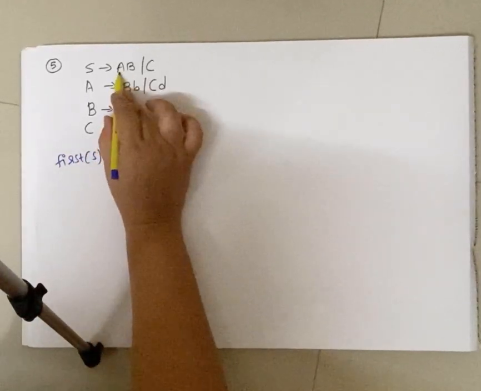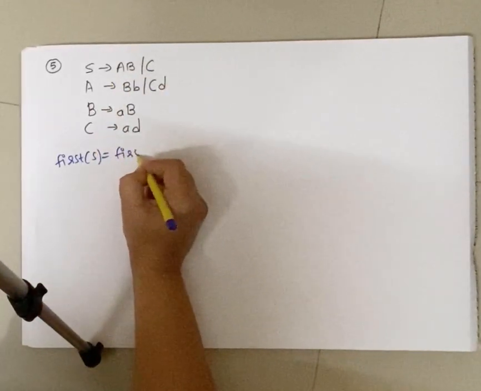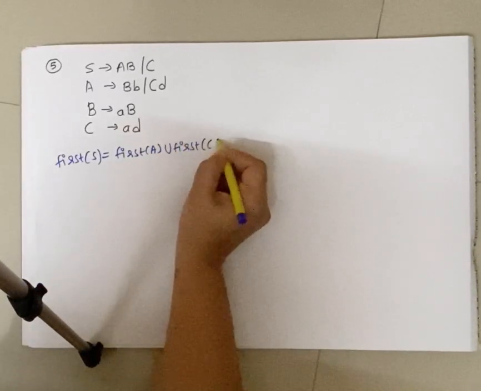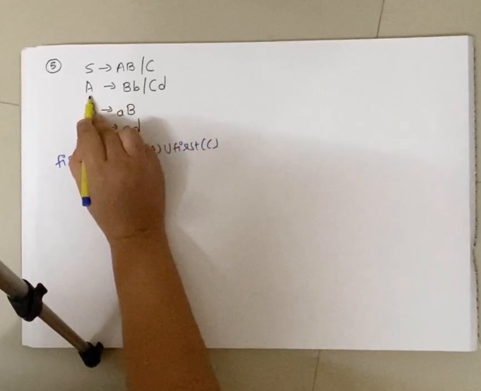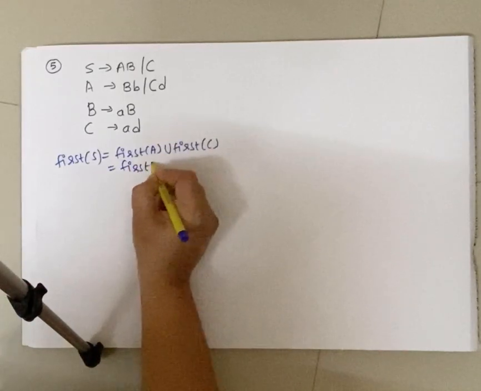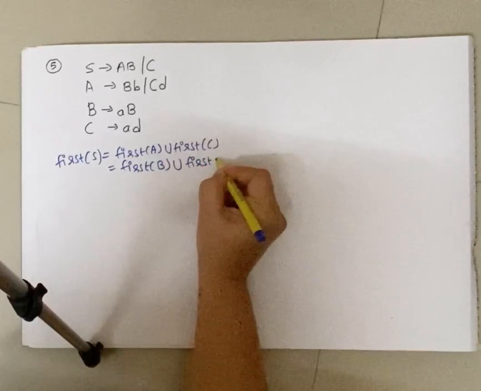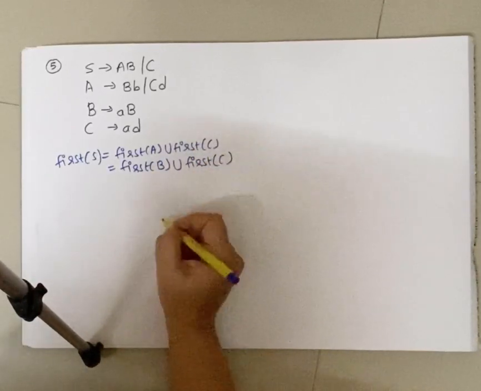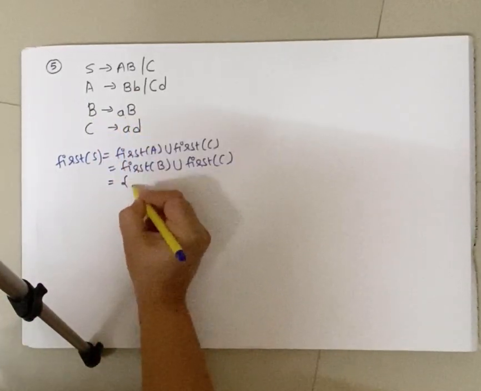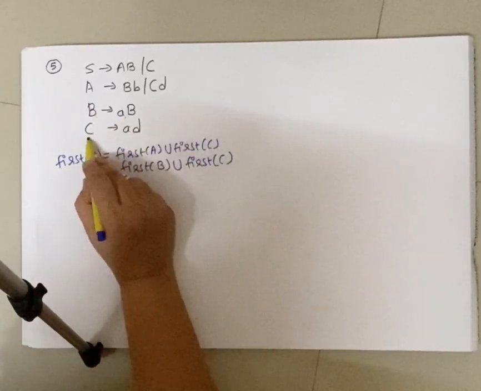First of capital S: S is deriving two rules. So according to the first rule, first of capital S is first of capital A, and first of capital C according to the second rule. Now first of capital A: again A is deriving two rules. So first of capital A is first of capital B union, again first of C. Now first of C is already there, so I won't be writing it once again. First of B is small a, first of C is also small a.